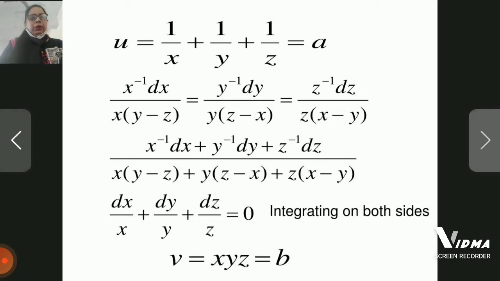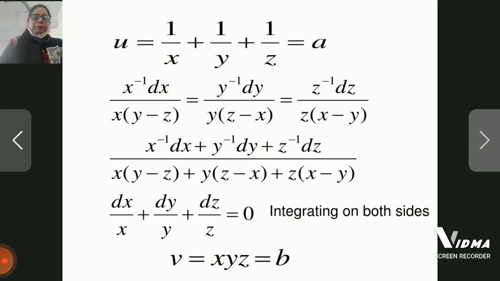So for this we take x inverse of dx divided by x into y minus z is equal to y inverse of dy upon y into z minus x is equal to z inverse of dz divided by z into x minus y. Then on adding, we get dx upon x plus dy upon y plus dz upon z is equal to 0. Now we integrate on both sides, and we get xyz is equal to v. This is the second equation.